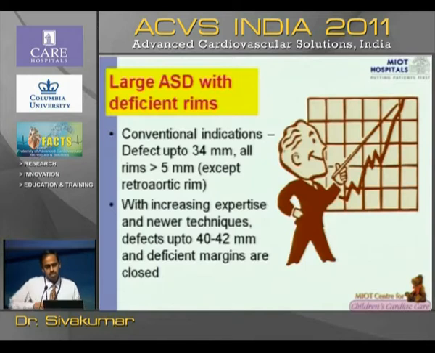When we started off with the closure of the atrial septal defects, the conventional indications were a defect measuring up to a maximum of around 34 millimeters, and it should have a rim of at least 5 millimeters all around, with the only exception being that the anterosuperior retroaortic rim can be deficient. But with increasing expertise and newer techniques, even defects up to 40 to 42 millimeters are being closed, and even defects with deficient margins are being closed.